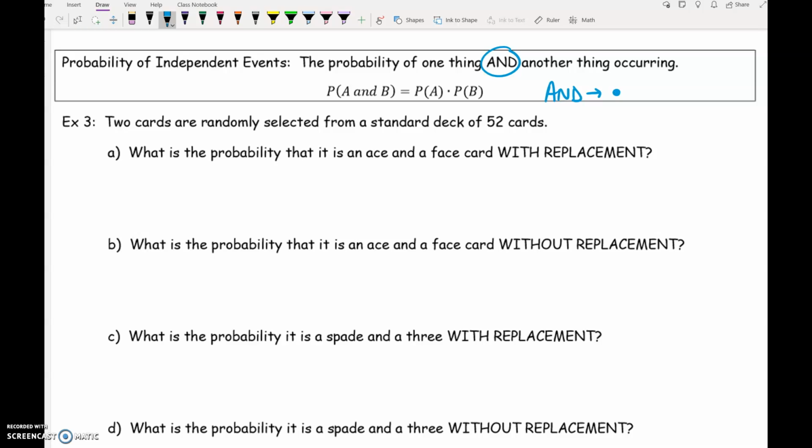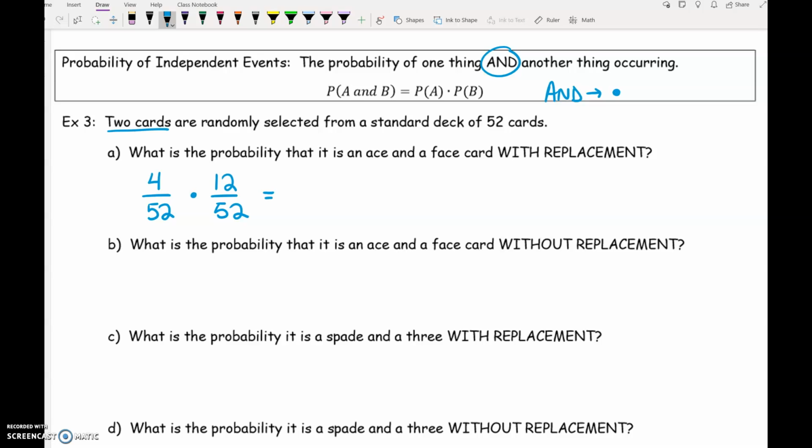2 cards are randomly selected from a standard deck of 52 cards. Notice 2 cards are being selected. What is the probability that it is an ace and a face card with replacement? So first we're going to pull a card out and see what it is. We're going to stick that card back in, make sure it's still random. We're going to pull another card out. The second time we want it to be a face card. So our first card, we have 4 possible aces out of 52. Our second card, we want it to be a face card. There's 12 of those out of 52. We have to keep it separate this time because we're using multiply.